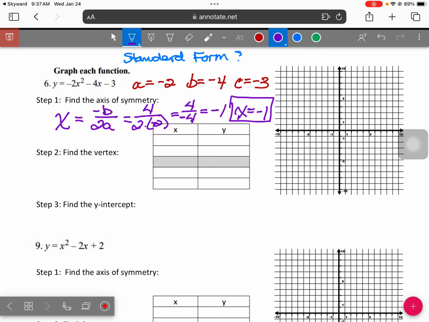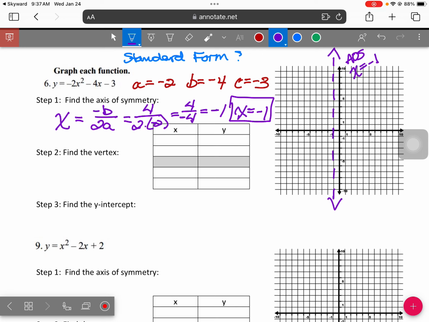X is equal to -1. So put that on your graph. That is the axis of symmetry. And we're going to label it. X equals -1.